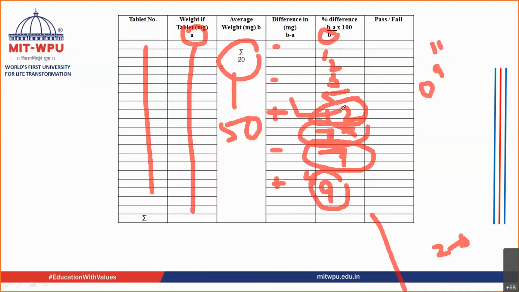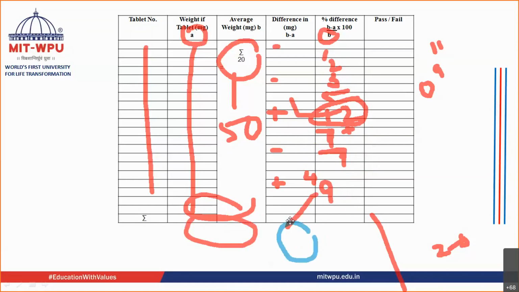Because the percentage deviation is allowed. This 7% deviation is allowed, this 7% deviation is allowed, this 9% deviation is allowed. Because the percentage deviation that is allowed is near about how much? 10% deviation is allowed because it is 80 milligram and less.